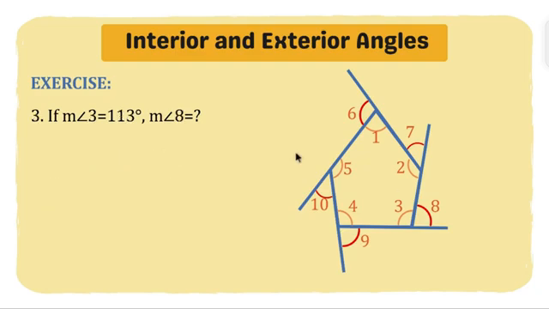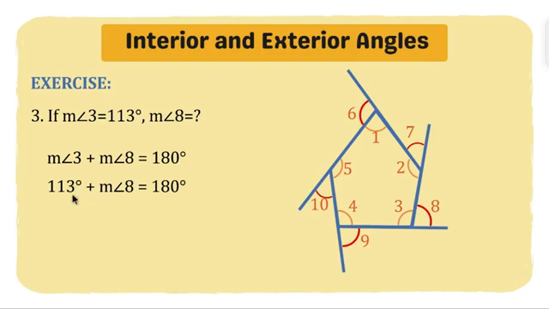degrees. Now, in number 3, if the measurement of angle 3 is 113 degrees, what will be the measurement of angle 8? Okay, so since these are supplementary angles, if you add them together, angle 3 and angle 8, it will be 180 degrees. Now, we know that angle 3 is given. The measurement is 113. Okay.